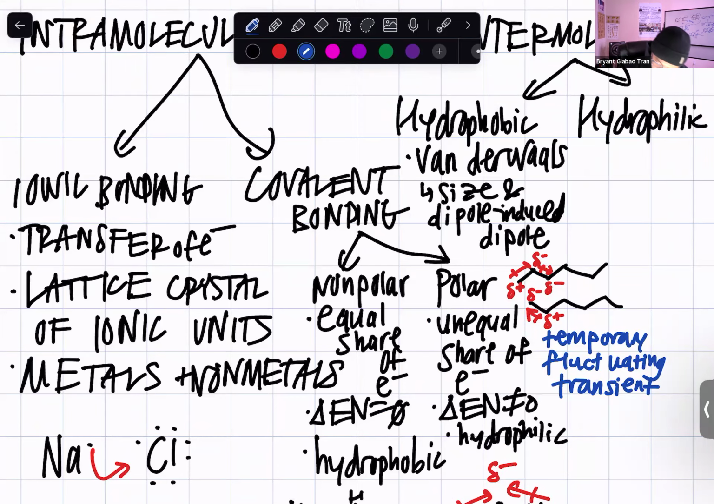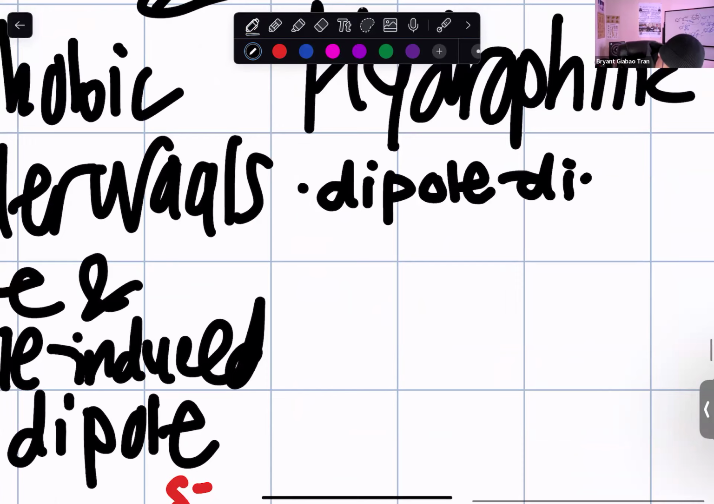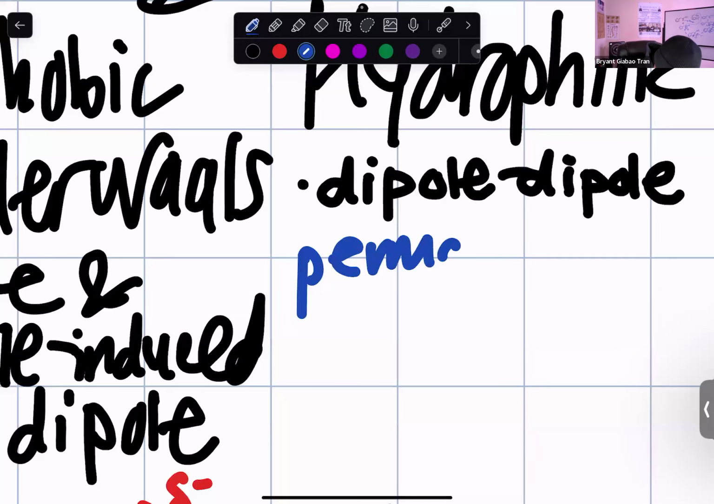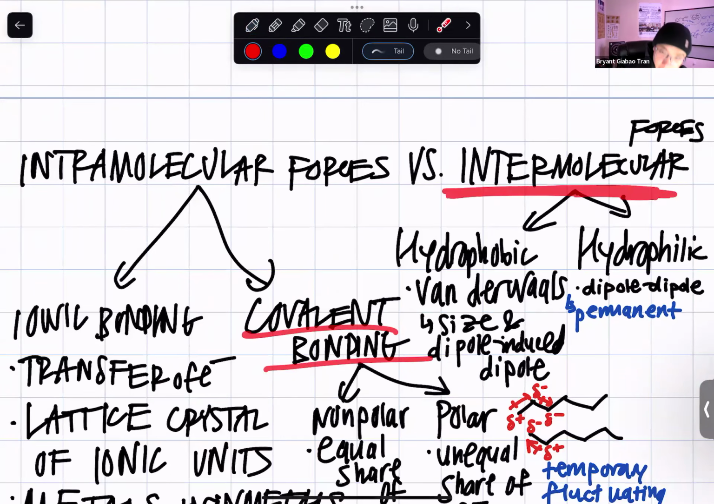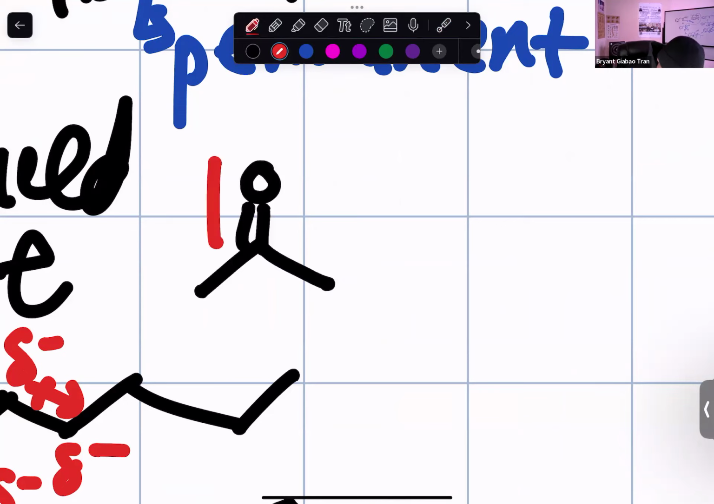The hydrophilic forces that you are going to see are going to be dipole-dipole, which is going to involve permanent dipoles, right? And this is going to be different than the intramolecular polar covalent bond, because intermolecular forces are going to talk about forces between molecules. So, for example, if I have this acetone here, this oxygen is more electronegative than the carbon, making this oxygen have a partial negative charge. And this carbon here has a partial positive charge.